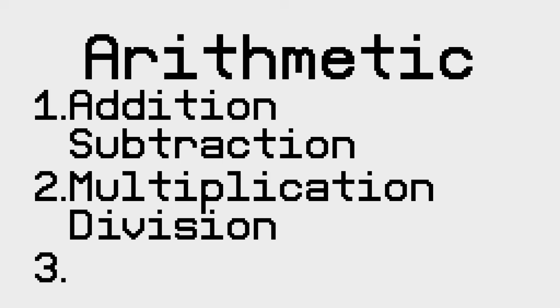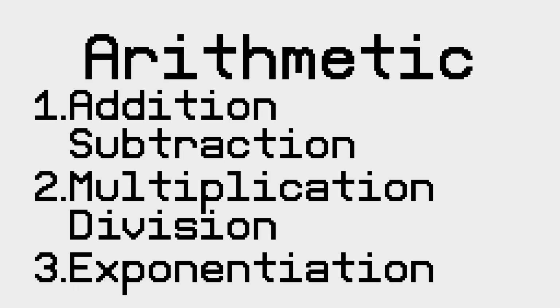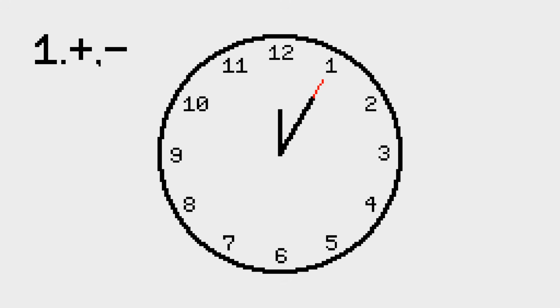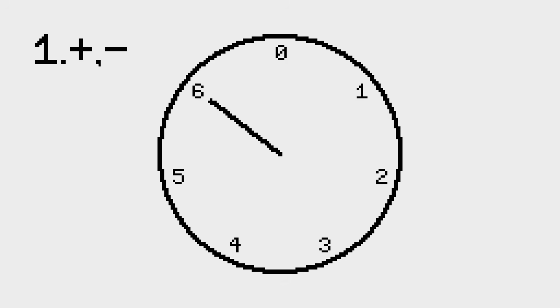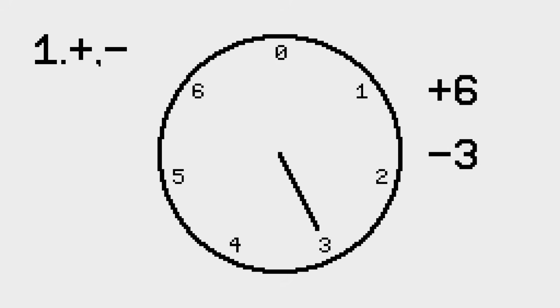Arithmetic refers to the most basic math operations like addition and subtraction, multiplication and division, and exponents. Starting with addition and subtraction, it's helpful to think that modular arithmetic is like a clock. Instead of the clock having 12 numbers on it, it will have the residues. Keeping with using 7 for the modulus, the clock will have 0 to 6. Addition and subtraction are like moving the hand on the clock forward or backward respectively.